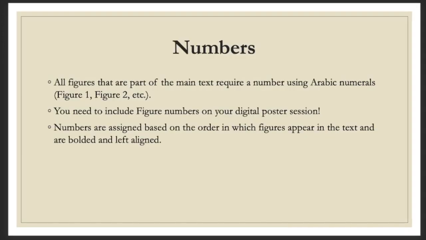So with numbers, all figures that are part of the main text require a number using numerals. So figure 1, figure 2, etc. You need to include figure numbers on your digital poster session. Numbers are assigned based on the order in which they appear. So if you have 3 figures and one of them is in your introduction, one of them is in your results, and one of them is in your conclusion, the one in the introduction would be 1, the one in the results would be 2, and the one in your conclusion would be 3. So you need to order them as you go throughout your digital poster session.